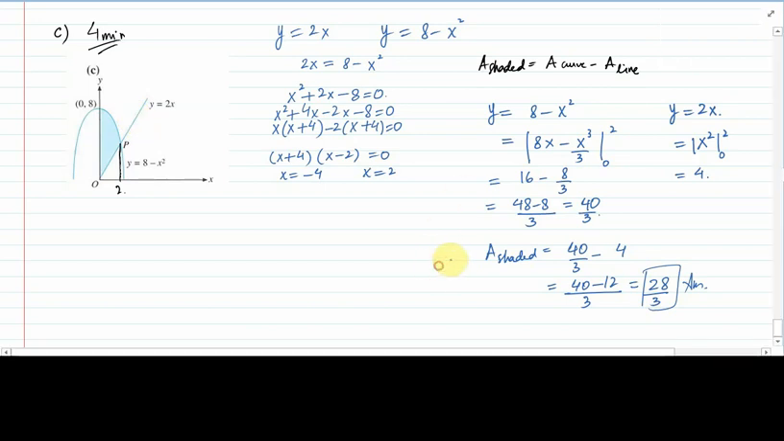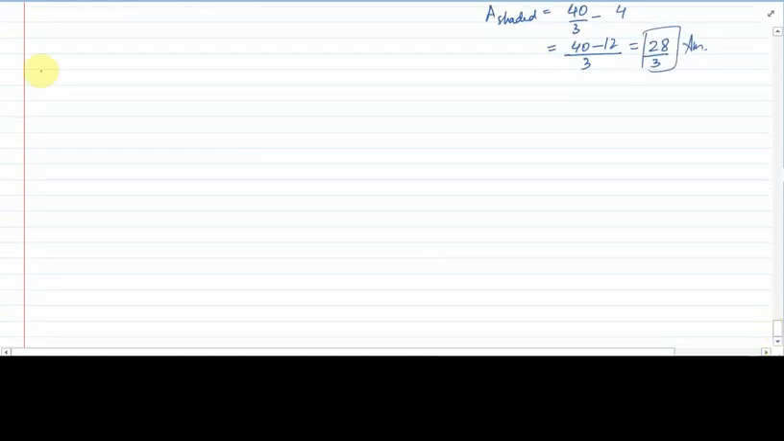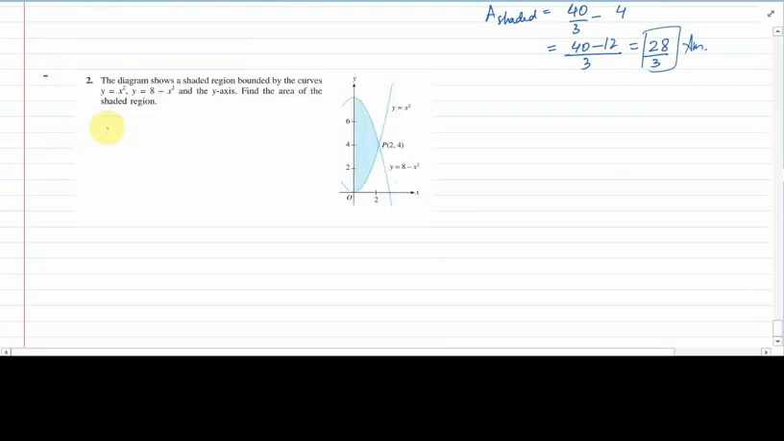Alright, now moving on towards the next question. It's question number 2. The diagram shows a shaded region bounded by the curves y equals x square and y equals 8 minus x square and the y-axis. Find the area of the shaded region.